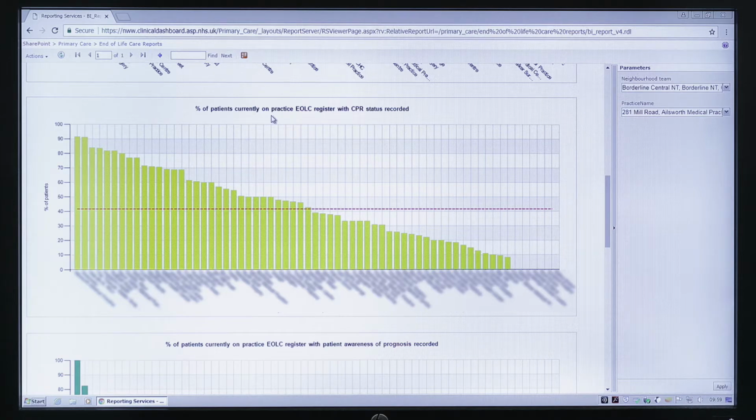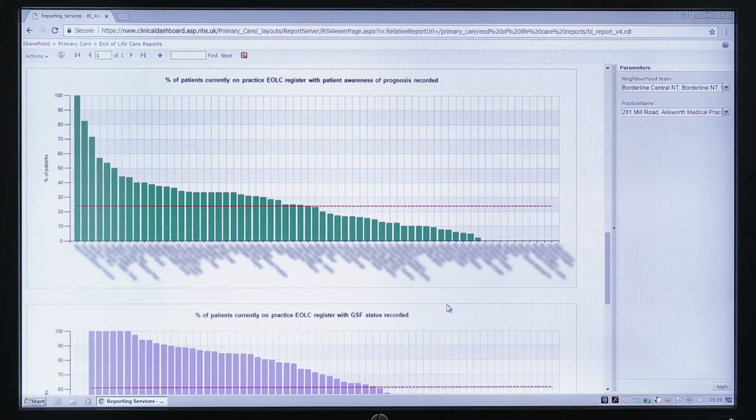So these are live patients on the end-of-life care register. Is it recorded whether or not they are for CPR? And ideally, as close to 100% as possible would be the target. The CCG average is just over 40%, and there are a number of practices down here in whom the percentages are very low. Really important that this information is recorded on the record, because otherwise the ambulance crews, if they're called, simply won't know the CPR status of the patient.